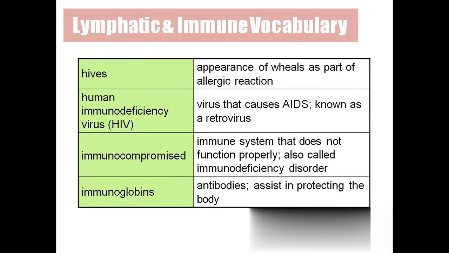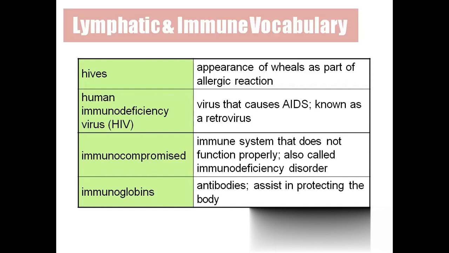And hives. For example, if the person is having any allergy, there is severe itching, which we call urticaria. Urticaria means severe itching. After severe itching, they will get reddish spots all over the body. Those reddish inflamed spots, we call wheals. So the appearance of wheals is because of an allergic reaction.